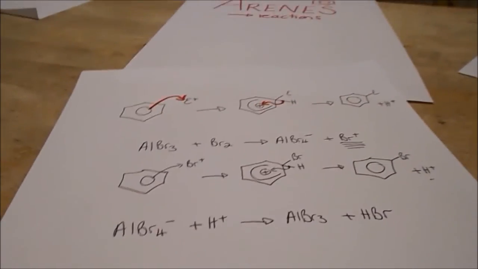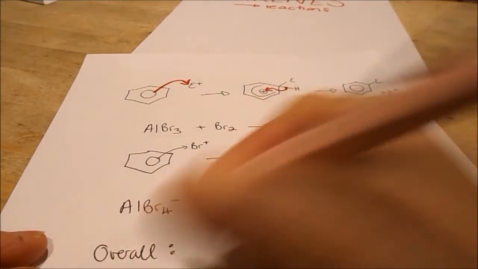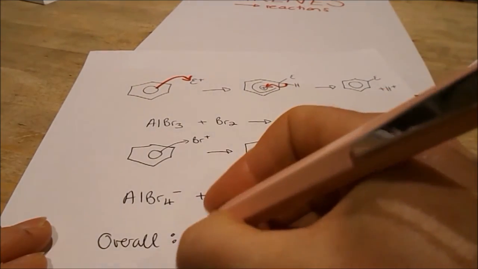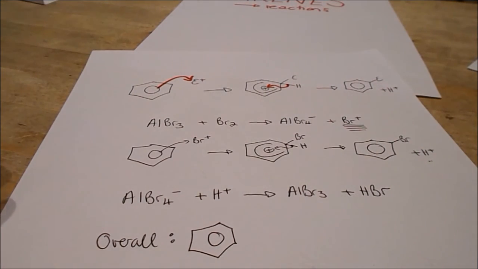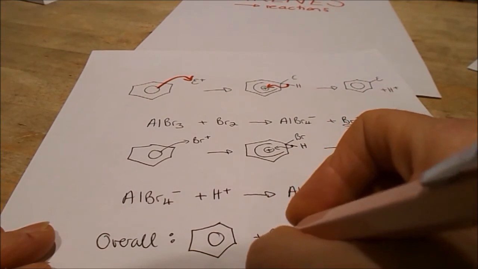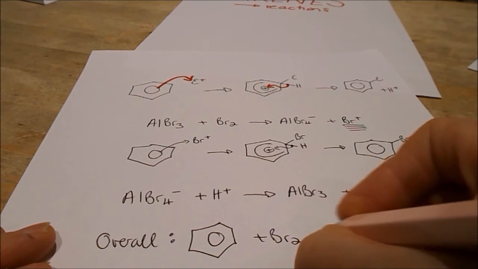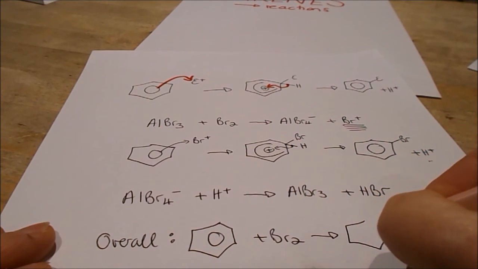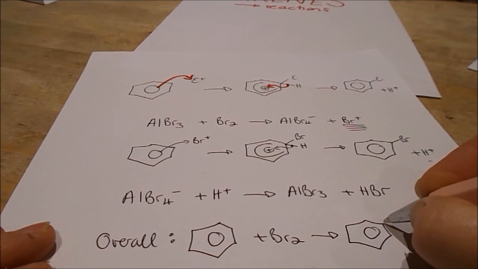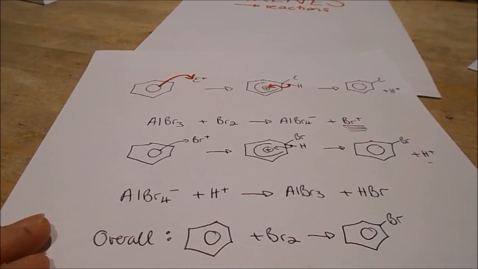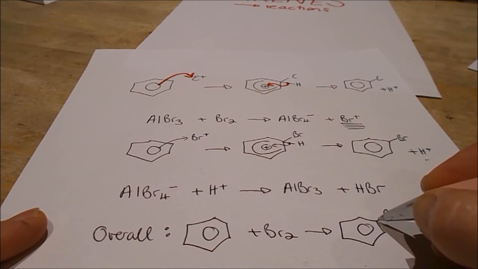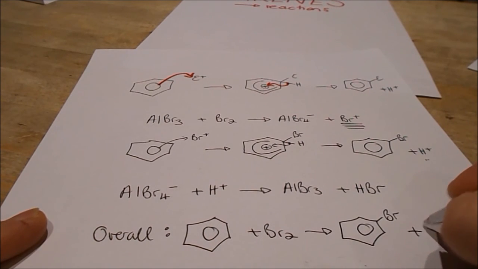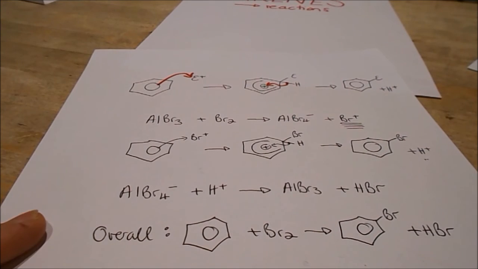So our overall reaction looks like this. We have our benzene ring, and the aluminium bromide we've just said is the catalyst. So our benzene ring will react with bromine, forming our bromobenzene. We should be happy naming that after learning it last time. And remember, the H got kicked off here, taking the other bromine to give us our HBr.